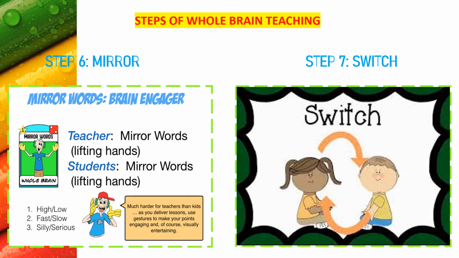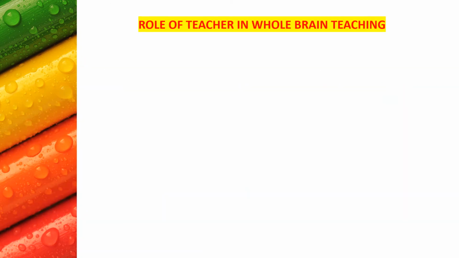This is also directed by the teacher, who says switch your position, then the students switch their position and they teach each other in the same manner as one person has taught them before. So these are the steps of whole brain teaching. Now let's see the role of a teacher in whole brain teaching.